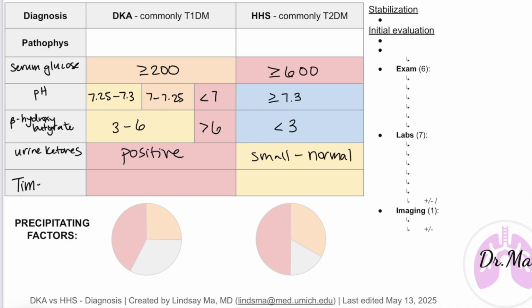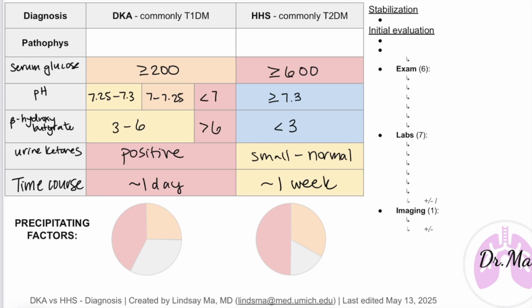One more item I wanted to discuss was time course. Patients with DKA tend to develop symptoms such as polydipsia, polyuria on the order of a day, whereas HHS is a more indolent, smoldering picture where this could develop over the course of a week or so.